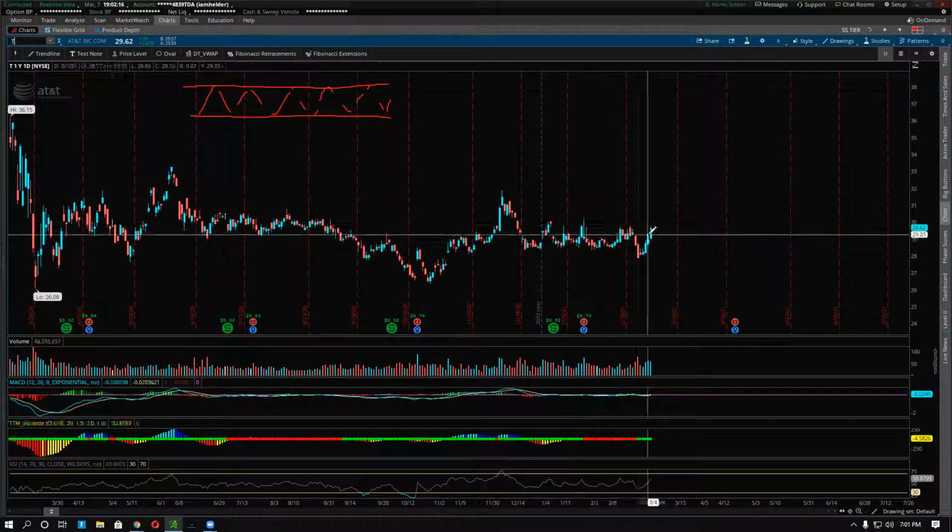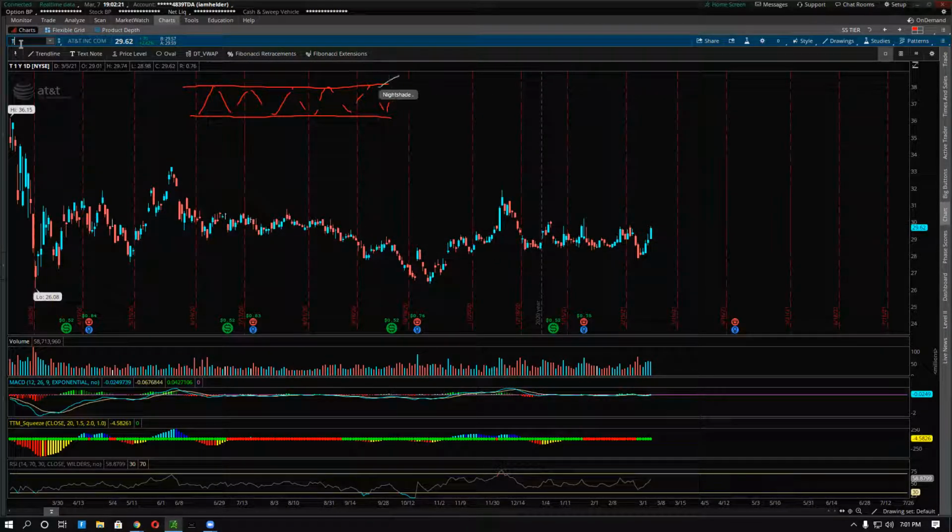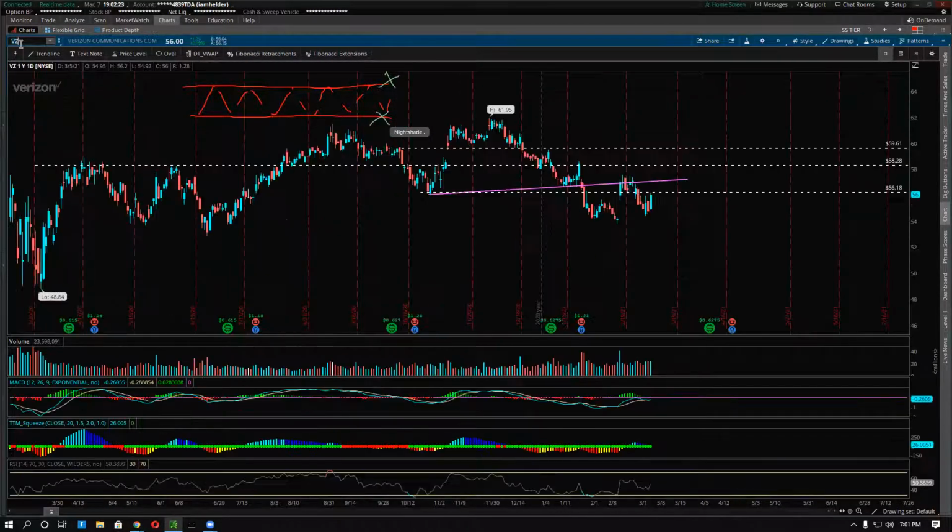Right. So at that point, every time you bounce, you actually are going to have a stronger breakout to whichever side it breaks out of, right? You just want to be careful not to get caught in false breakouts, right?